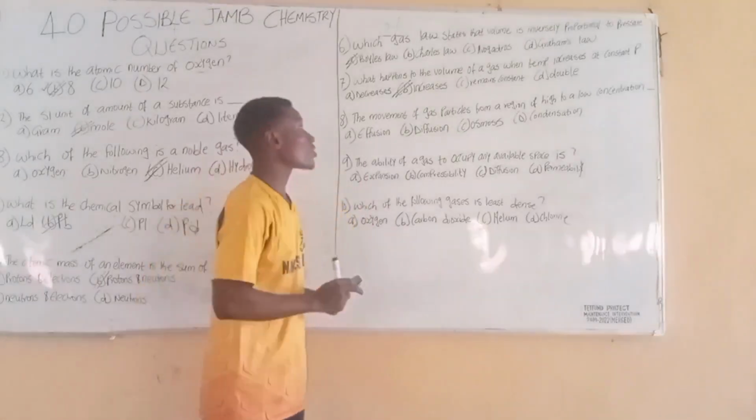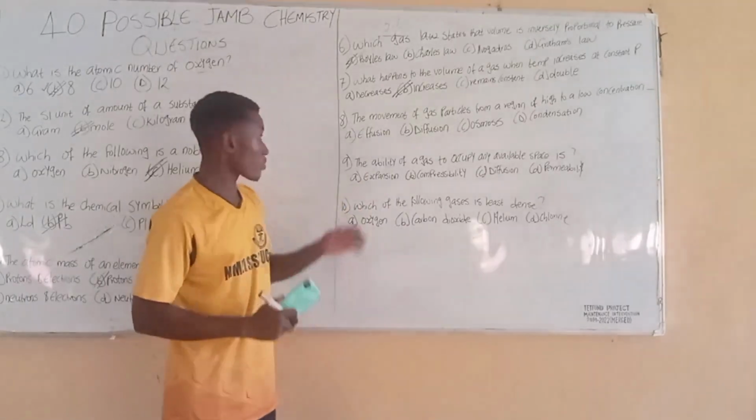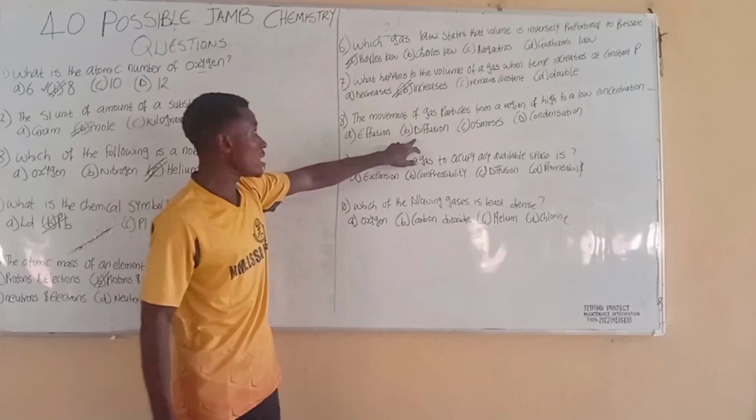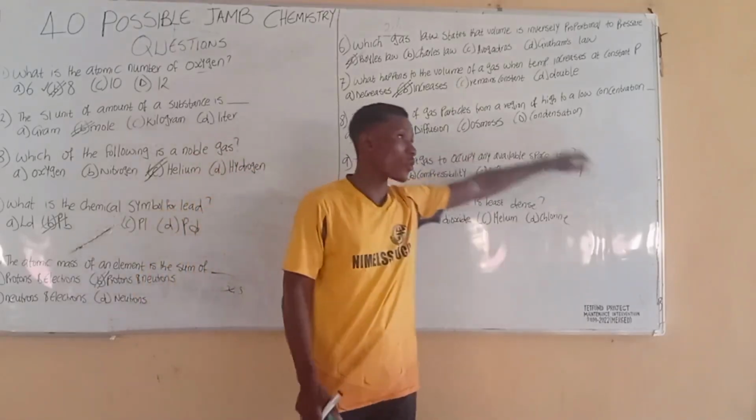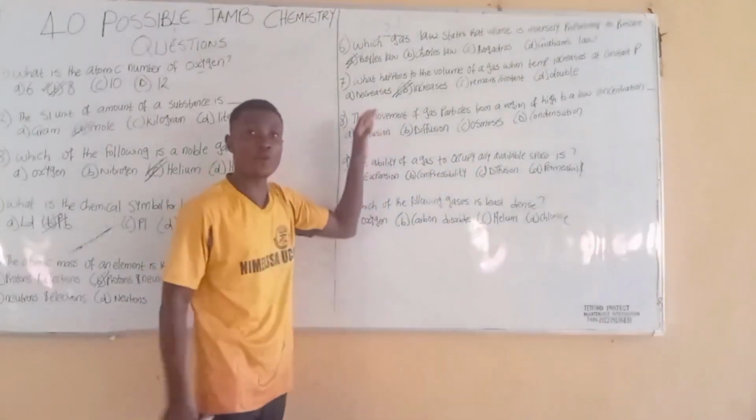Number 8 says the movement of gas particles from a region of higher concentration to a region of low concentration is known as what? A is effusion. B is diffusion. C is osmosis. And D is condensation. You have to understand the meaning of this.